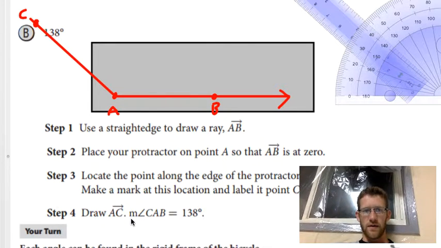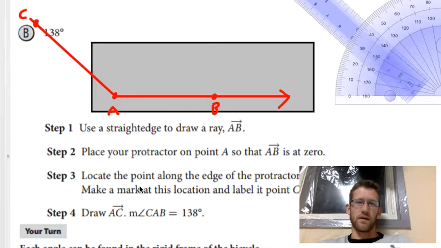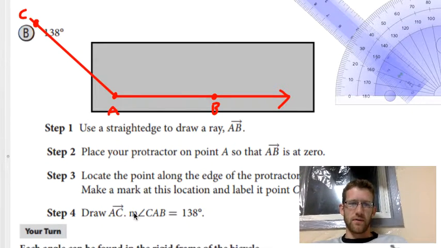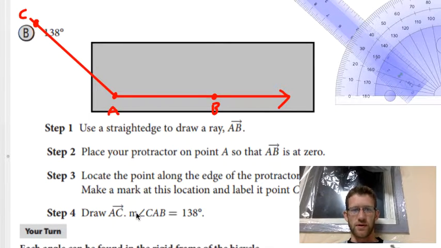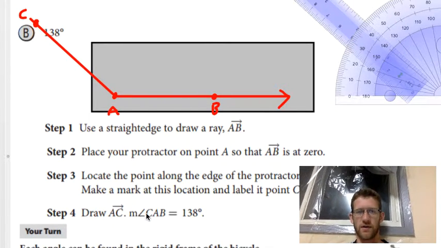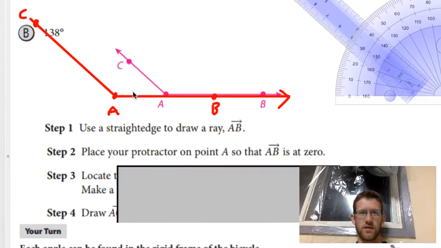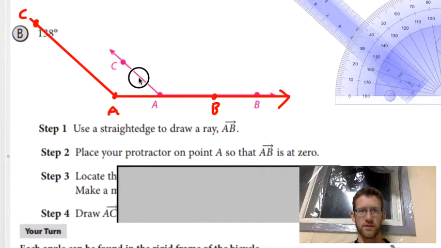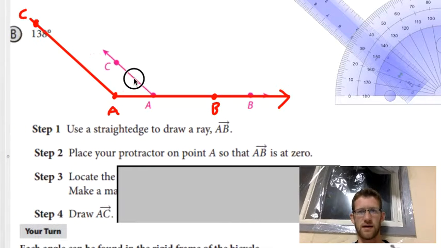Finally, it says here that the M refers to the measure of the angle. So the measure, or the actual number of degrees, because that's what you measure angles in, of angle CAB. So CAB is 138 degrees. Let's see how accurate I was. Yeah, it's pretty accurate. I'm going to scoot this whole thing over and see. Yeah, that wasn't bad, right?